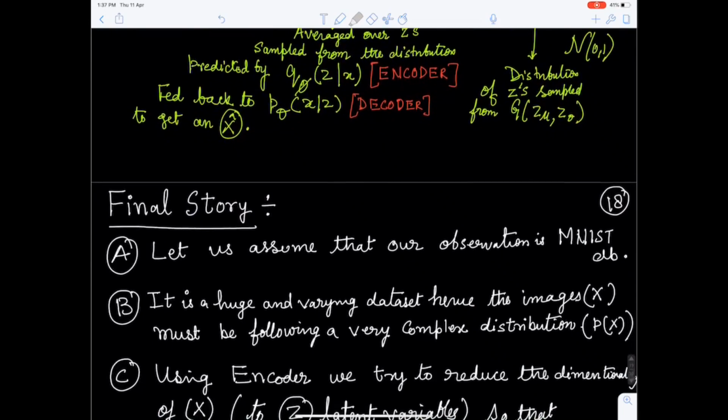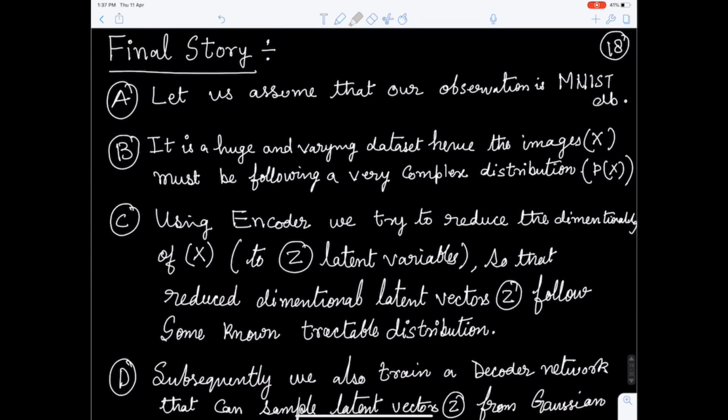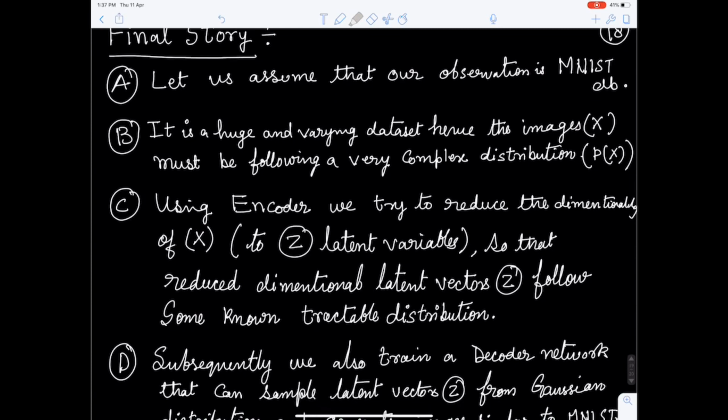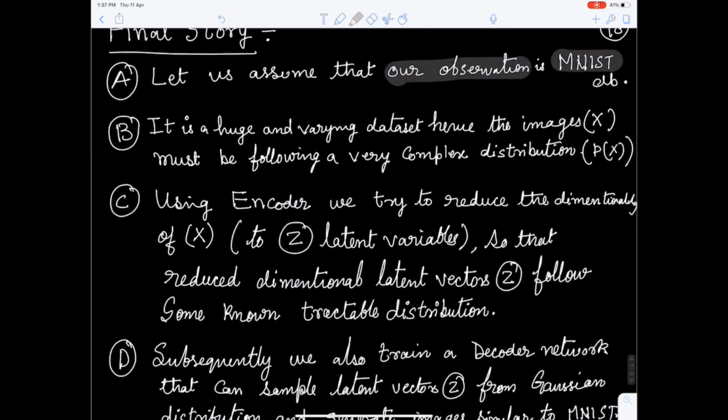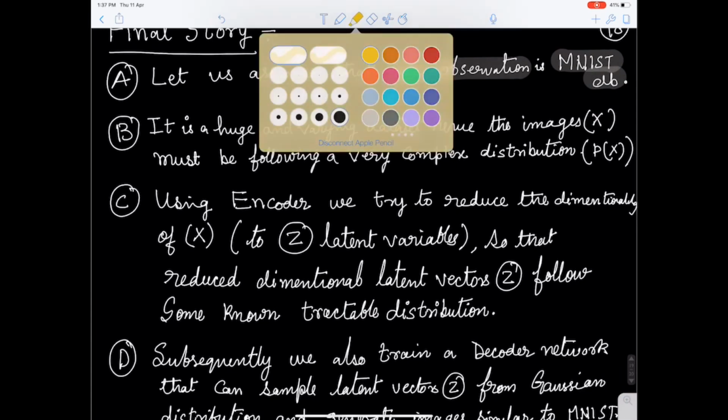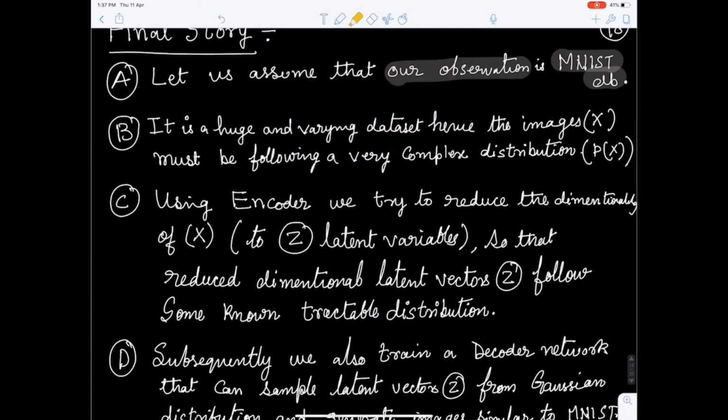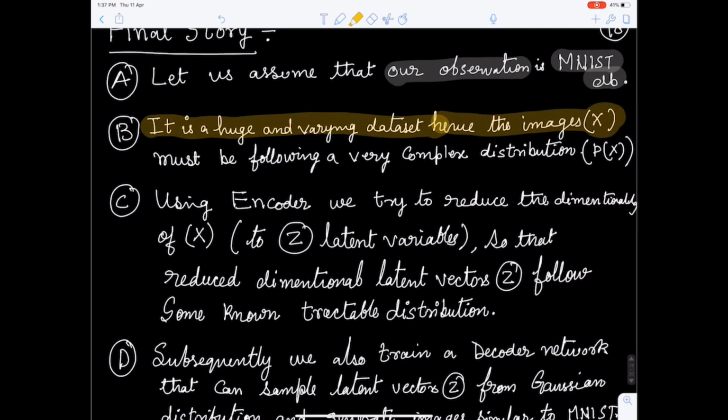Once it is done, what is our final story? Our final story, which is about to finish, is that let us assume that we have our observation as our MNIST data set. We have observed an MNIST data set. It's actually a huge and varying data set. Huge amount of images are there. Huge amount of variation is going to be there. Hence the images X which are there in my data set must be following a very, very complicated distribution, probability of X. Very complicated distribution.